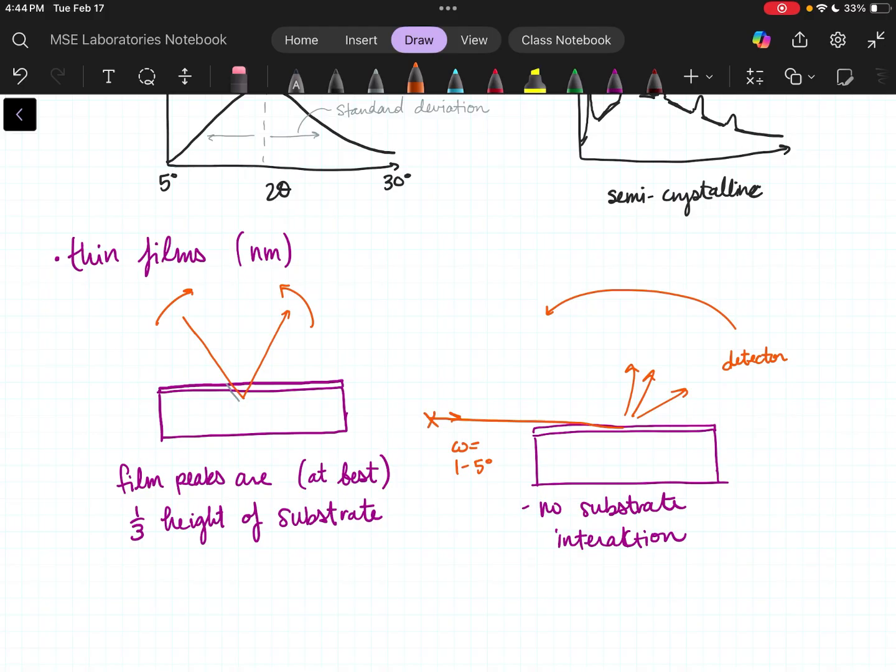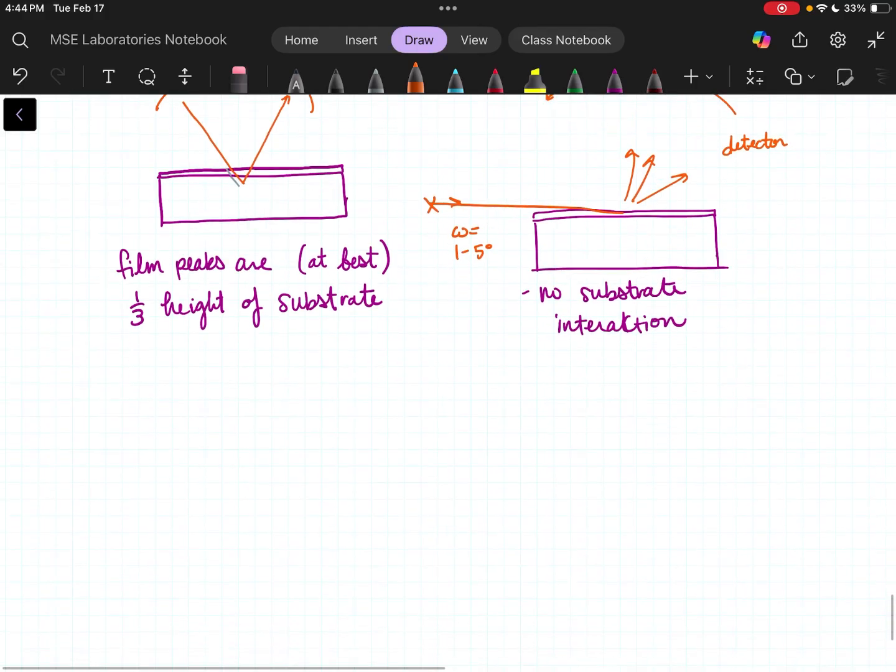And actually I should draw this. In normal X-ray diffraction, both the source and the detector are moving. Yes. In thin film, the source is stationary and the detector is moving. Okay. So keep that omega angle just real low. Yeah.